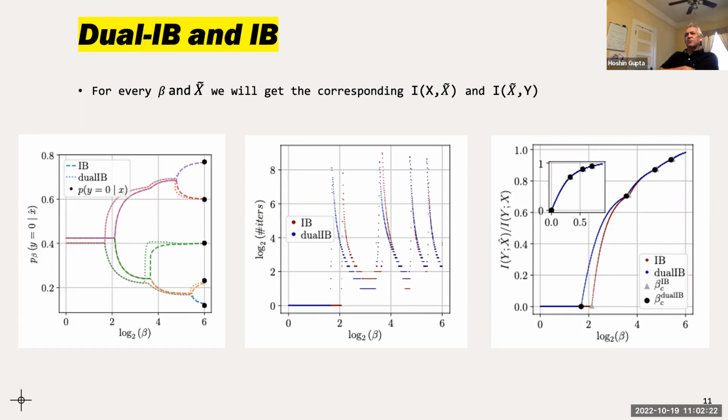So your first dashed line on the figure to the left is dual information bottleneck, and this line is information bottleneck. So it bifurcates earlier, meaning that it learns faster from the data. Okay. So even though it's more compressed, it's compressing in a way that is more consistent with the information it needs to learn about the output. Okay.